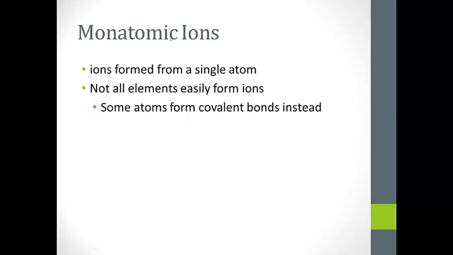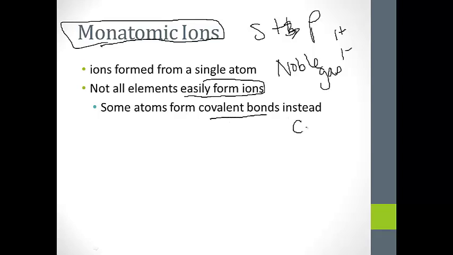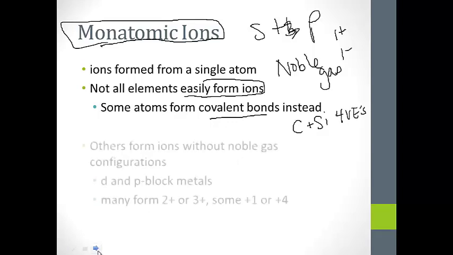Now with ions, we should have already looked at our ion sheet at this point and tried to focus on the S and P block elements that form nice stable ions because they all want to be like the noble gases. The group 1s will all have a 1 plus, the halogens will all have a 1 minus, etc., based on those valence electron configurations. Now, not all elements will easily form ions. Some atoms will form covalent bonds. We see this a lot, particularly with carbon and silicon, because they both have 4 valence electrons, and so it doesn't really do them much good to try to gain or lose. They're better off just trying to share them all.